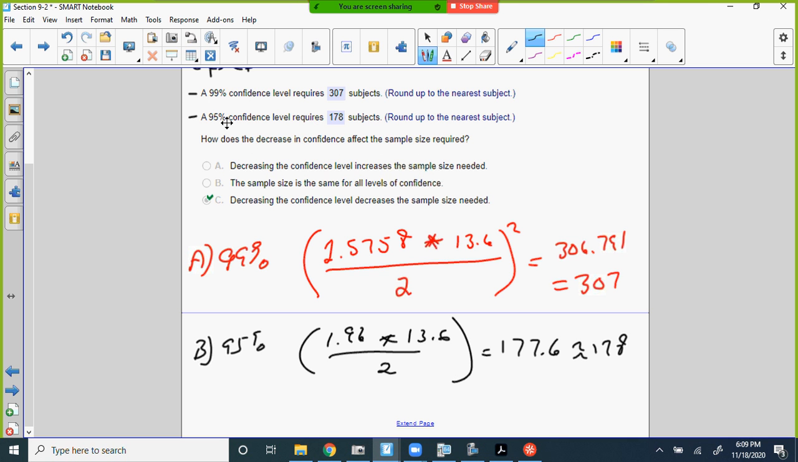So if we decreased the confidence level, what happened? Decrease the what? Sample size needed. So if you want to be less confident, then your sample size is going to be smaller, right? If you want to be more confident, your confidence level needs to be up, and the sample size you need to sample needs to be up as well. All right, that's it.